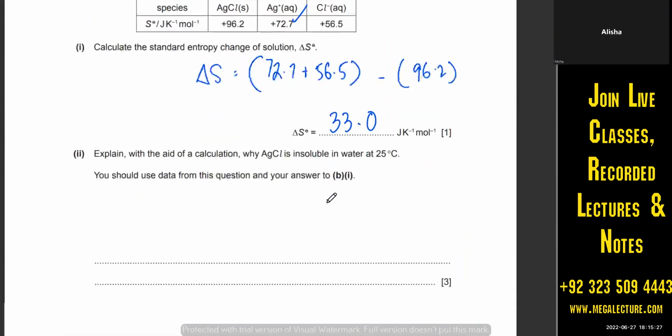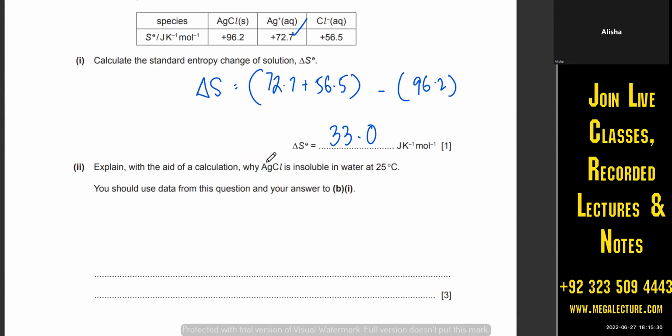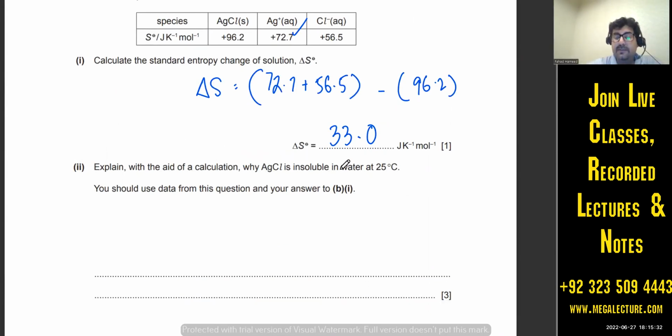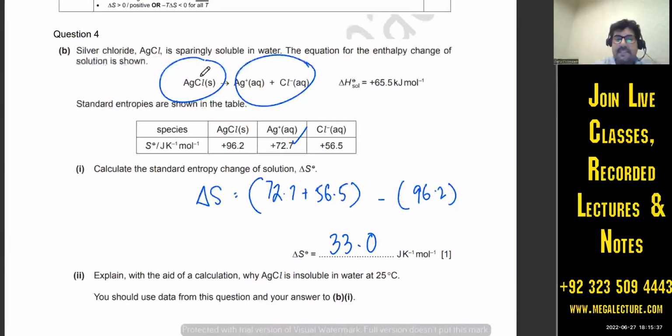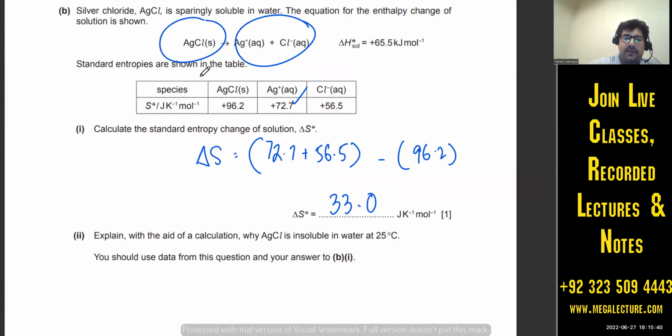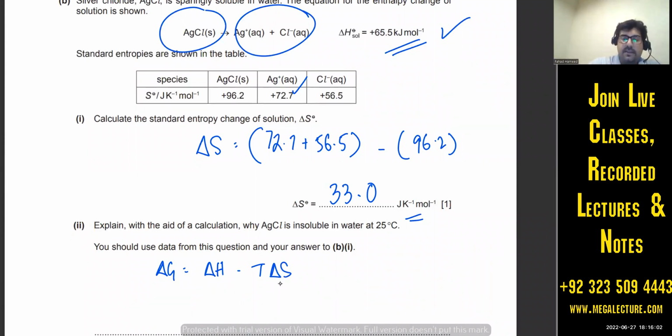So with the aid of a calculation, why is AgCl insoluble in water? So that is feasibility, right? Because we need to figure out dissolving, is it feasible or not feasible? So all I have to do is calculate delta G. Delta H is already given, that's 65. So I just have to plug in the values. Just be careful about the units. This is kilojoules, and this one over here is joules. So make sure you get the units right. Either all of them should be kilojoules or all of them should be joules.